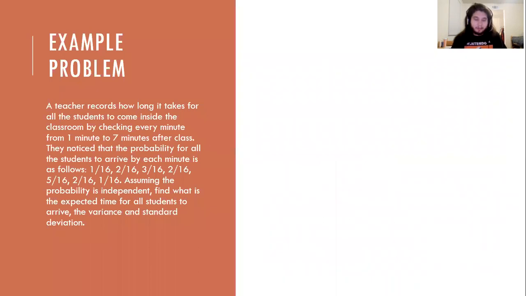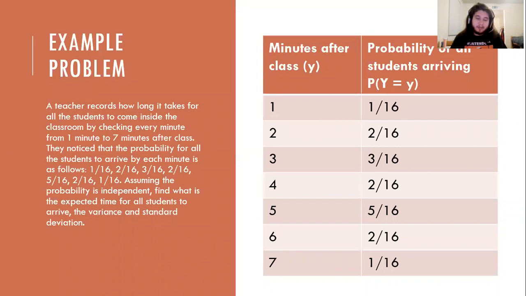Now, I want to show an example problem. A teacher records how long it takes for all the students to come inside the classroom by checking every minute from 1 to 7 minutes. They notice that the probability for all students to arrive by each minute is as follows. Assuming the probability is independent, find the expected time for all students to arrive and the variance and the standard deviation. Now, one of the first things you must determine is if the random variable here is continuous or discrete. In this case, because it's measured every minute, it is discrete. One of the things I like to do in these problems is make a table like this one with the y values and its probability.